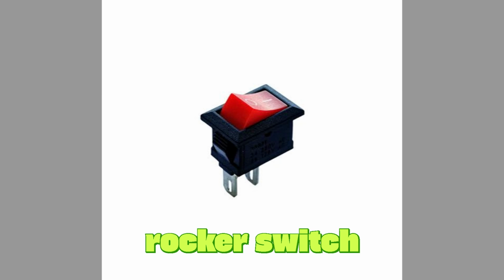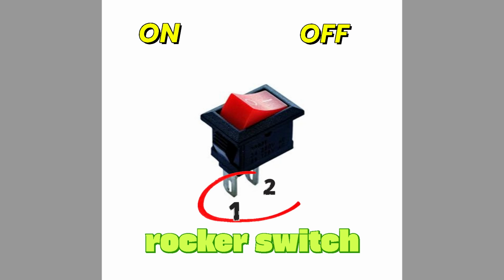This is one of the most common rocker switches you'll find in many electronic projects and household appliances. As you can see, this rocker switch has two terminals. Unlike the toggle switch we saw earlier, this one simply has two positions, on and off. When the switch is in the on position, the two terminals are internally connected. This completes the circuit, allowing current to flow.